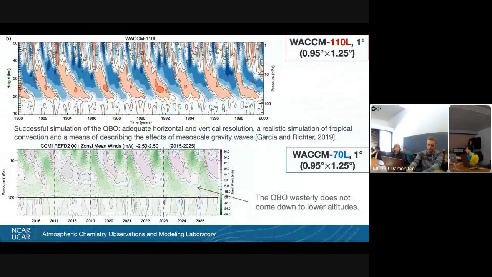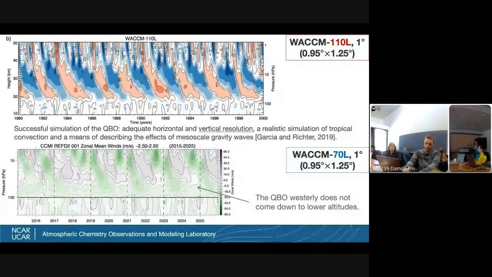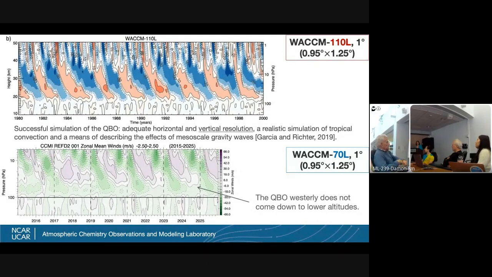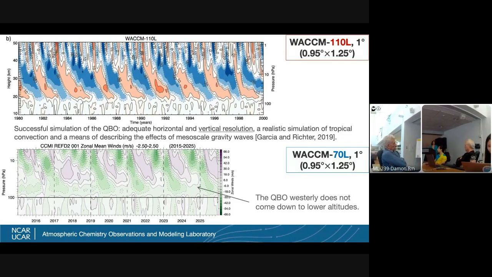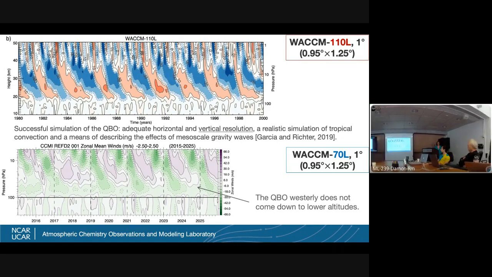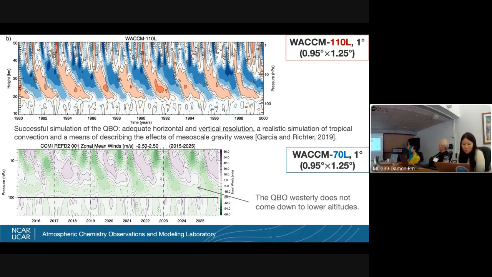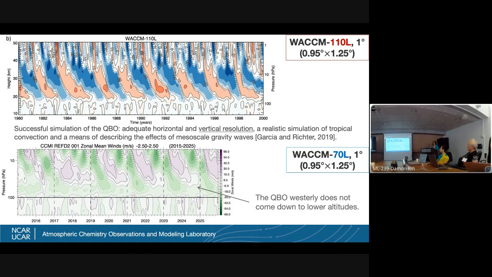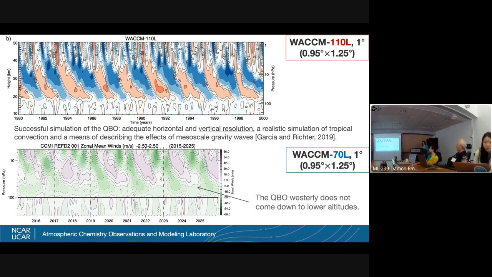So the QBO is the dominant feature in the tropical lower stratosphere in the zonal mean zonal wind. And global models have had difficulty simulating a reasonable QBO in the past. But now we have many models that can simulate good-looking QBO, like the one you're looking at right now. The top figure is from the paper by Garcia and Richter, 2019. They used vacuum 5.4 with 110 vertical layers and 1 degree horizontal resolution.